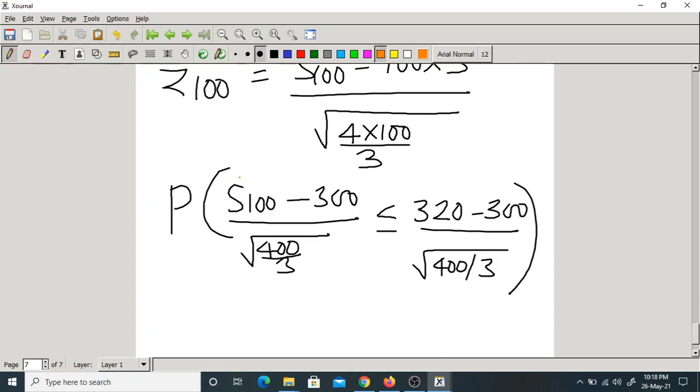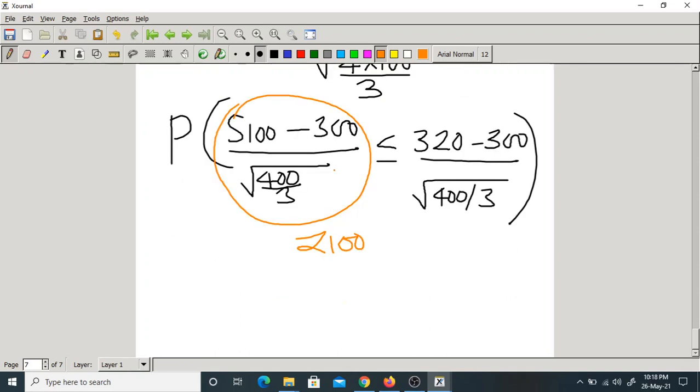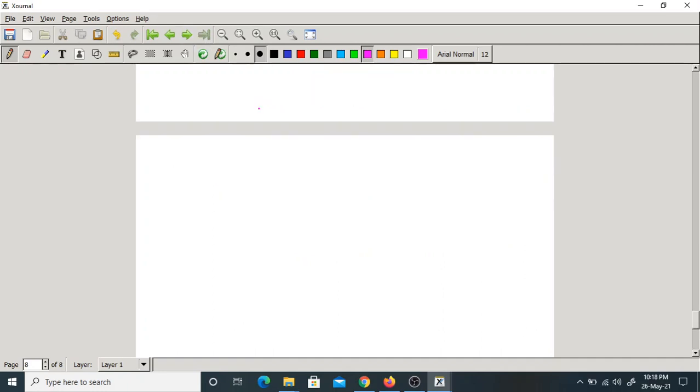Now, so this is Zn, Z100. Now this quantity, how much is this quantity? So 1.73. Which means we have to find out the probability that Zn is less than or equal to 1.73.